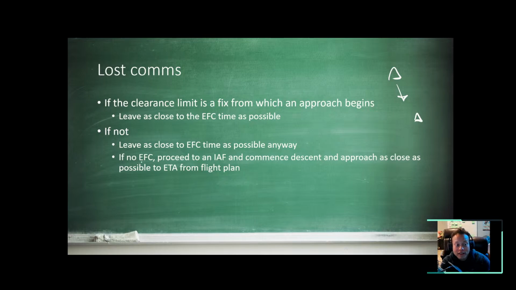If you don't have an expect further clearance time, try to get there as close to your filed time as possible. When you file your flight plan, there's an ETA. You expect to get to your destination at a certain time. If you lose comms, try to get to your destination as close to that ETA time as possible so that ATC can be prepared for you.